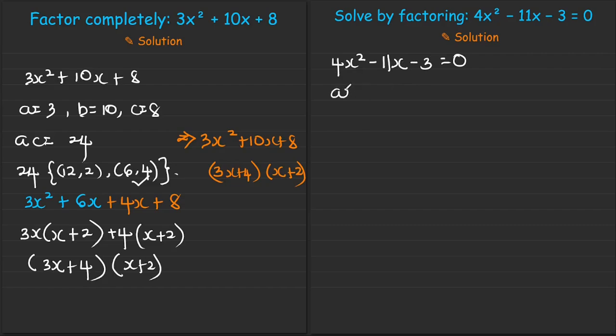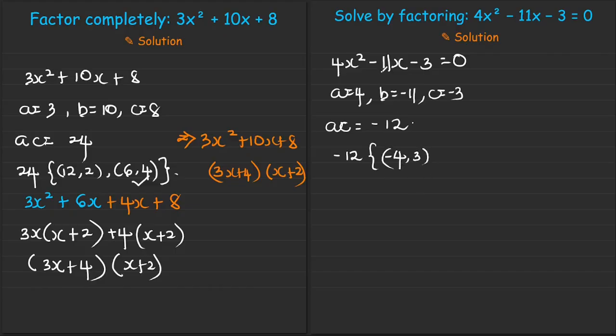Once again, we have our a being equal to 4, our b being equal to negative 11, and our c equals negative 3. If you have to multiply a by c, you are going to get 4 times negative 3. 4 times negative 3 gives us a negative 12. We now look for the factor pairs of negative 12, which when we add, we should get a negative 11. So what are some of the factor pairs of negative 12? You have negative 4 times 3. So negative 4 times 3 gives us a negative 12.